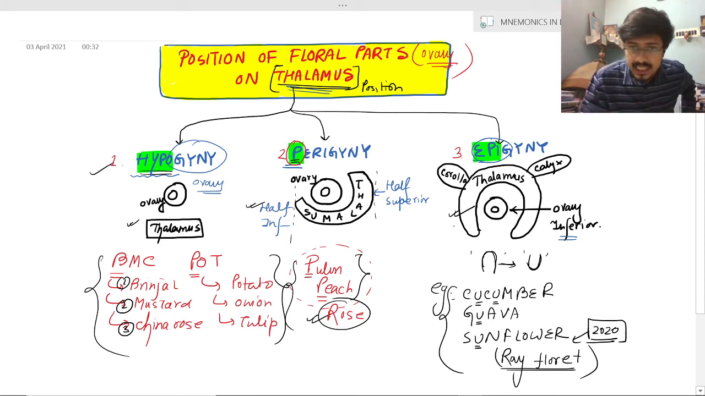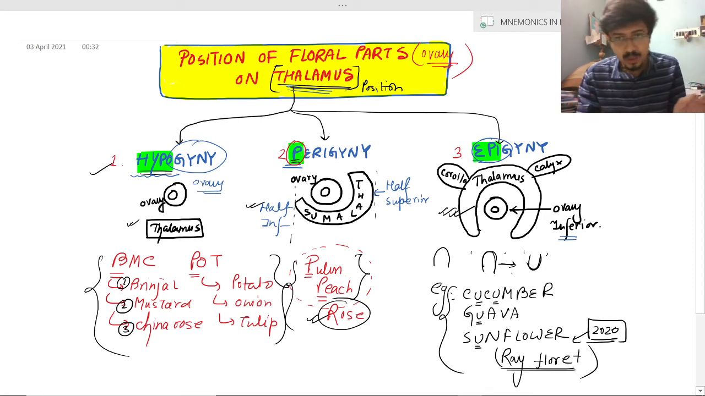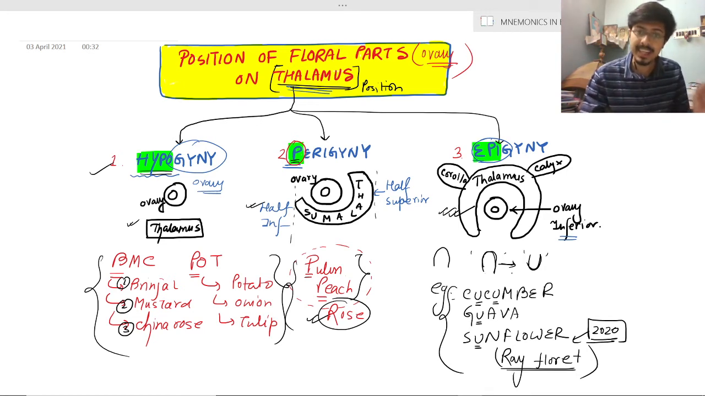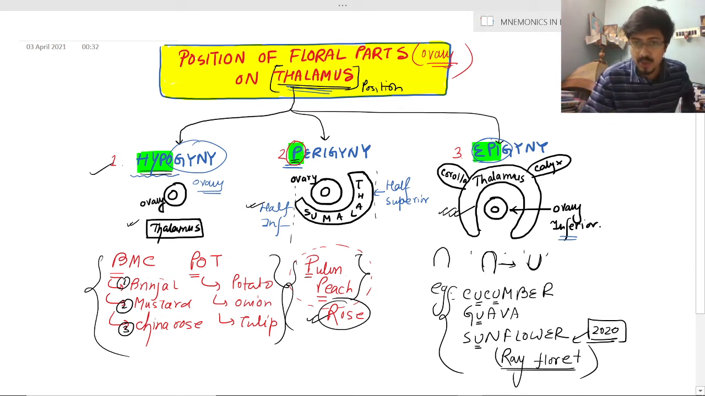In the epigyny case, the structure is more or less like an inverted U shape. The examples correspond to the letter U, where the letter U can be found in the example. The first example is cucumber, the second is guava, and the third is sunflower. In all three you can see the letter U.